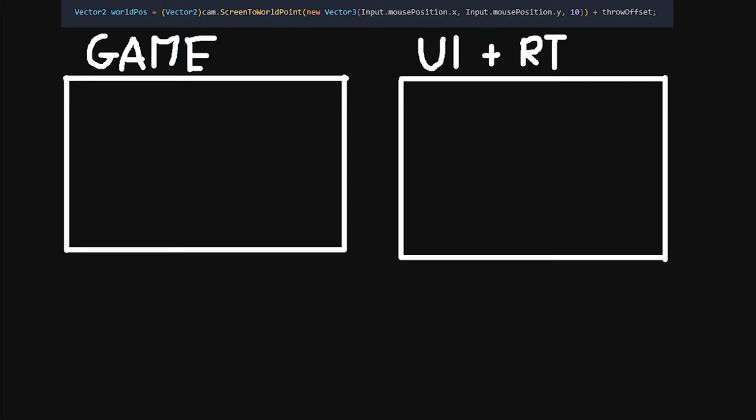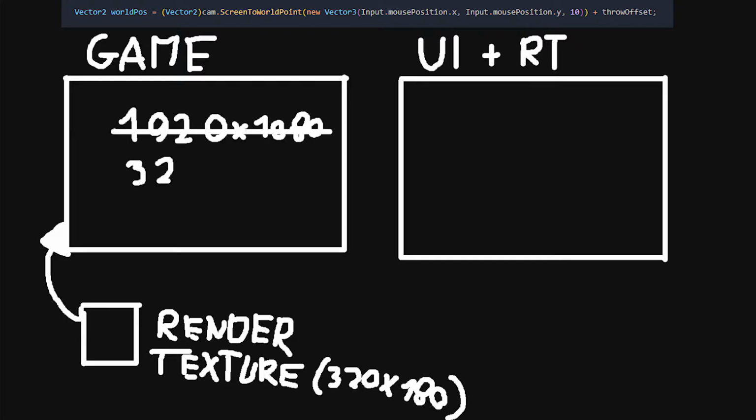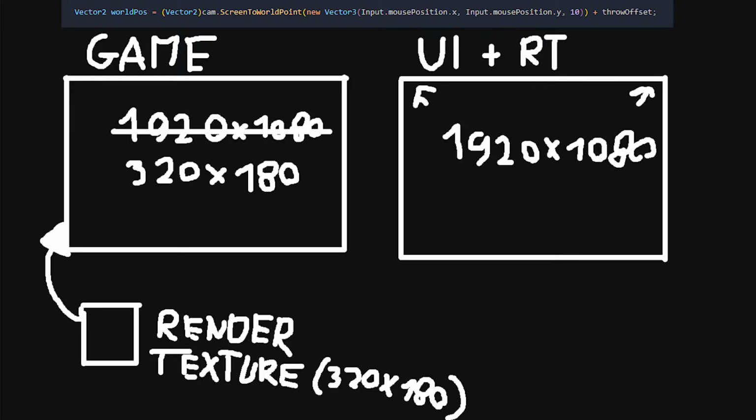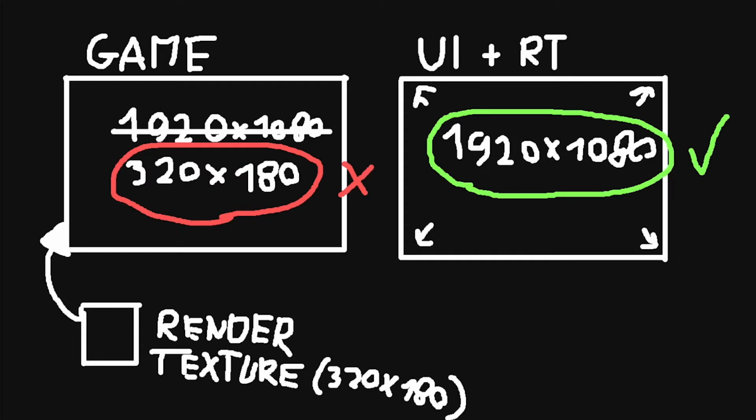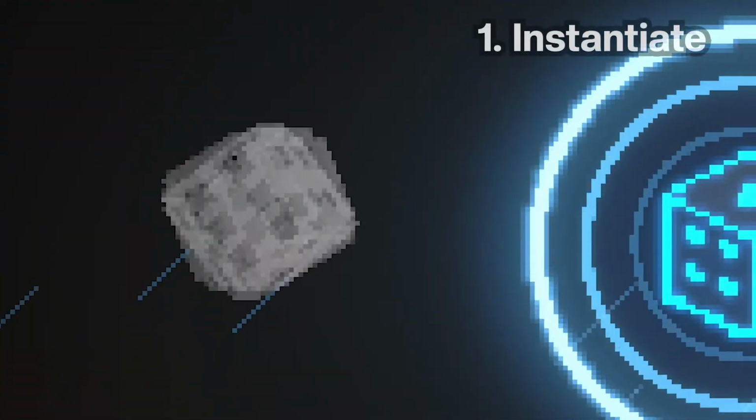However, there's an interesting thing about how Unity cameras work. When assigning a target texture to a camera, the resolution in which the camera renders gets changed to the render texture's dimensions. This has some interesting side effects, such as changing the result of the screen to world point function, since it calculates the result using the camera's dimensions, not your screen's. To avoid this issue, I use the UI rendering camera, which is rendering at the screen's resolution instead of a way smaller one. Now that we got the world position of the cursor, we can instantiate the dice.